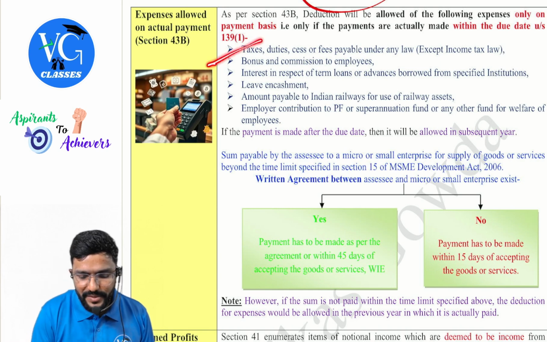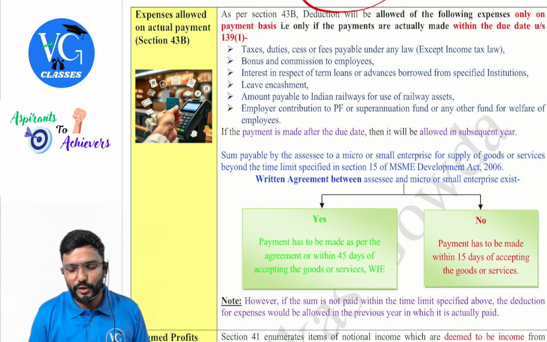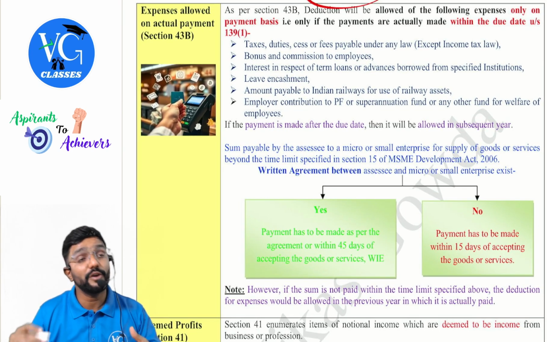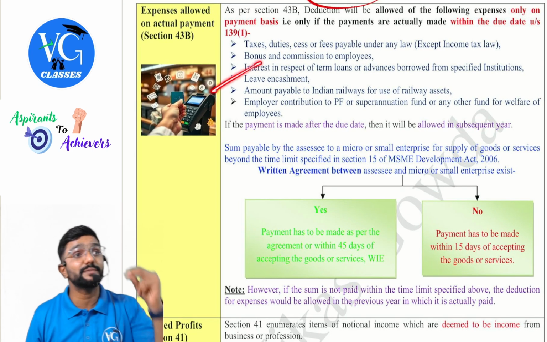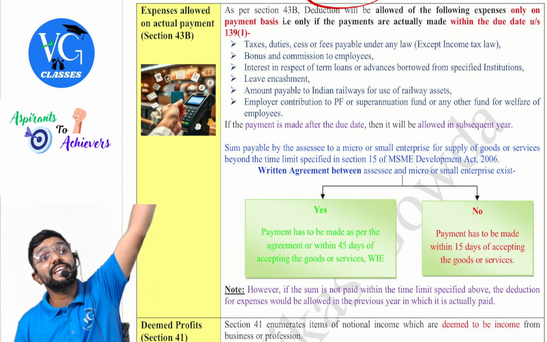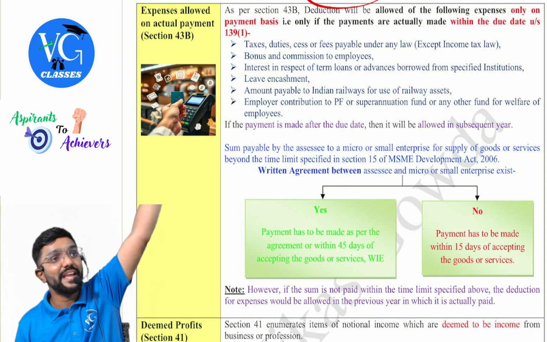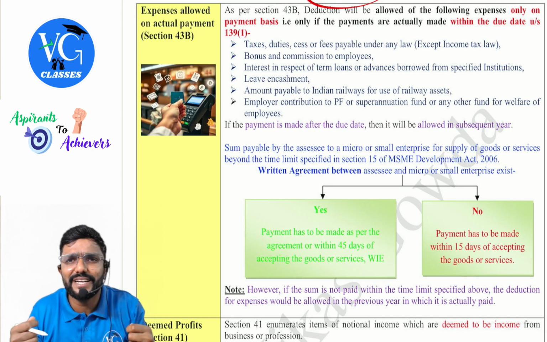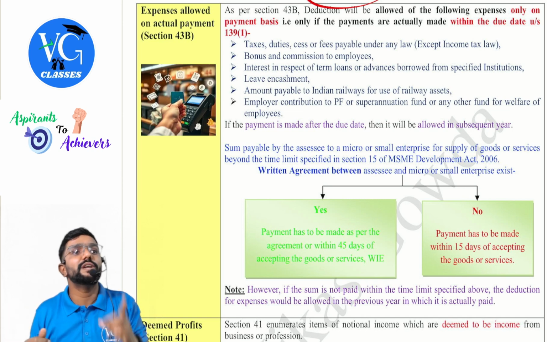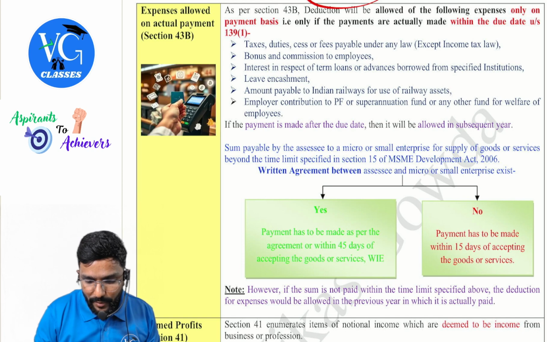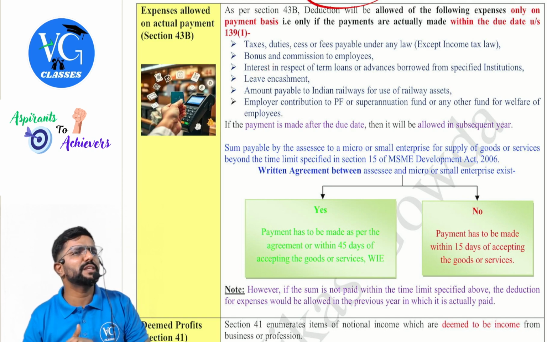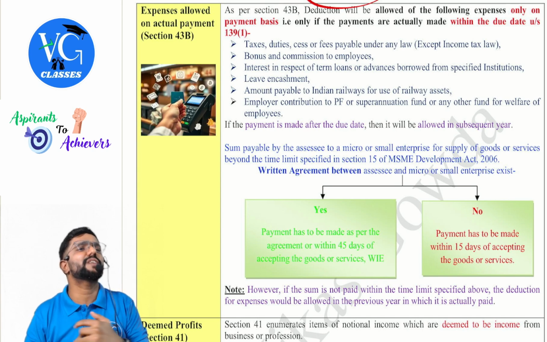Yes. Bonus and commission to employees. Interest in respect of term loans or advances borrowed from specified institution. Leave encashment. For the employee, he can claim exemption under section 10(10AA). For the employer, can he claim it as an expense? Yes, only if he has paid it. Then amount payable to Indian Railways for use of railway assets. Sir, why will you make payments to Indian Railways for use of railway assets?